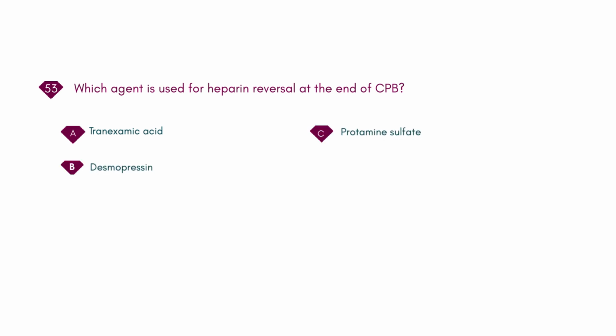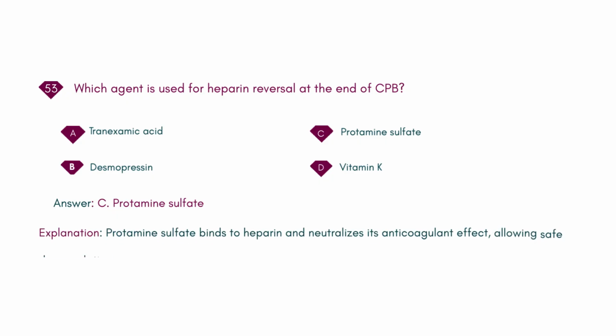Which agent is used for heparin reversal at the end of CPB? A. Tranexamic acid. B. Desmopressin. C. Protamine sulfate. D. Vitamin K. Answer: C. Protamine sulfate. Explanation: protamine sulfate binds to heparin and neutralizes its anticoagulant effect, allowing safe decannulation and hemostasis.